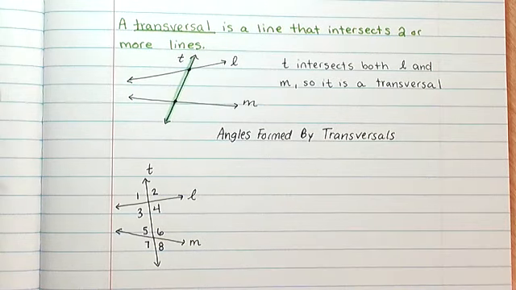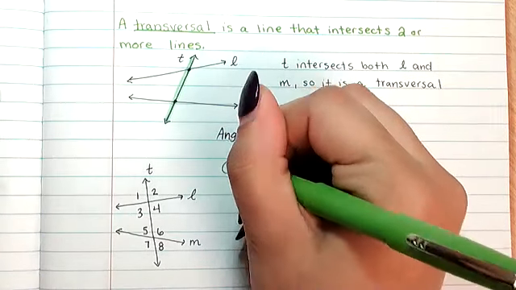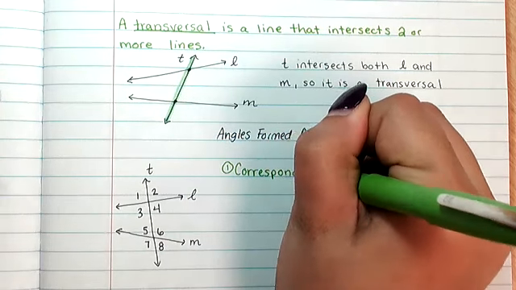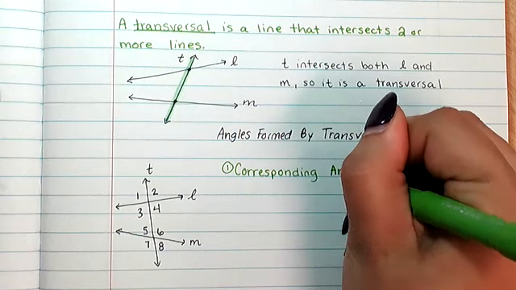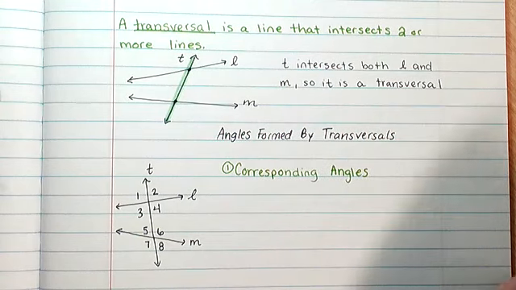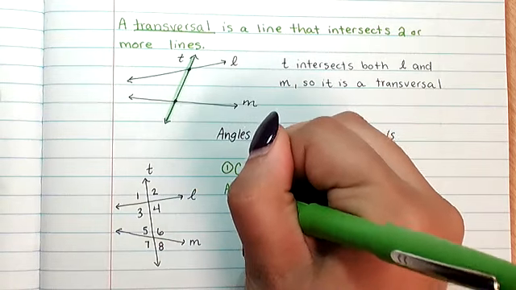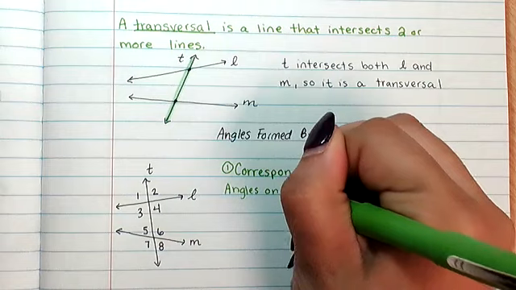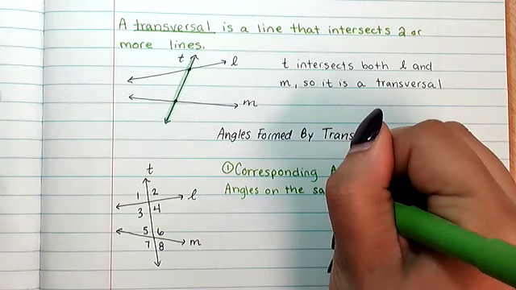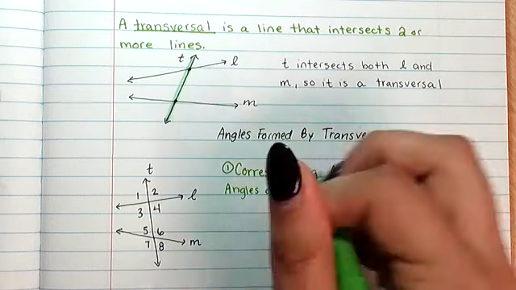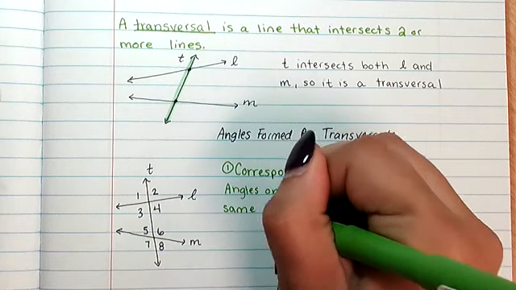So we have our first type called corresponding angles. These are described as angles on the same side in the same position.